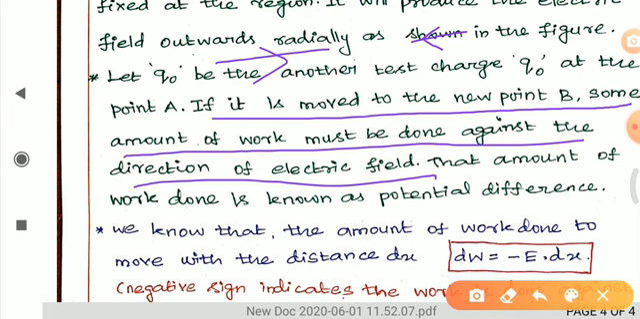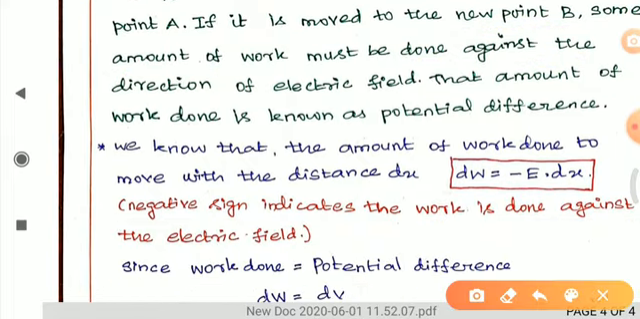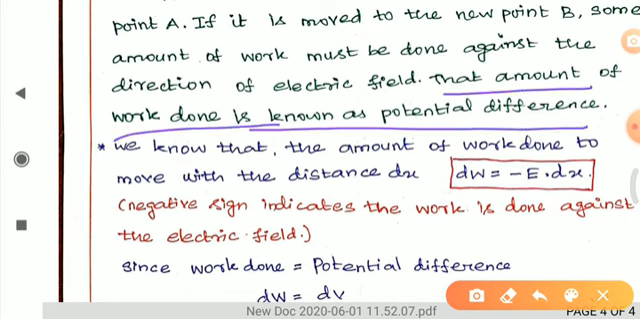Now what is the amount of work done on the test charge? It will be called the potential difference. Why? Because in the definition of potential difference also we have discussed, it is the amount of work done to move the unit positive charge from one point to another point against the electric force or against the electrostatic field. That's why we are writing the amount of work done is known as the potential difference.